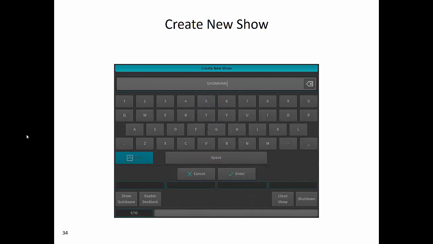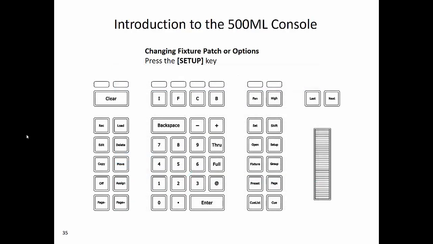You'll get to the Create New Show screen where you can give it a name either with the internal touchscreen's keyboard or the keyboard of an external USB type. Once the name of the show is done, what we want to do is go into Setup to change fixture patch and options.